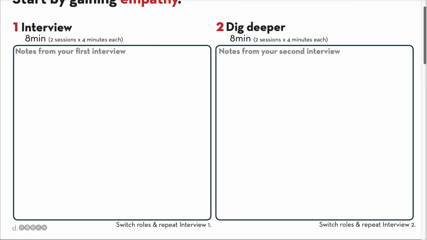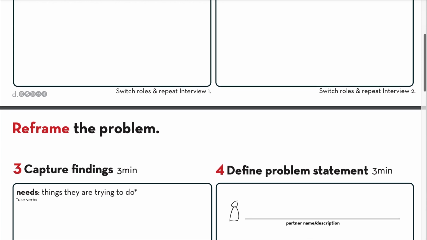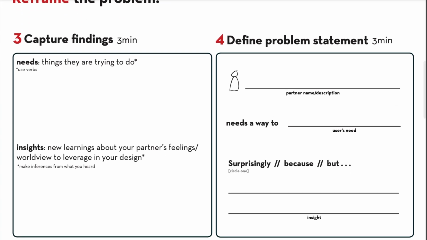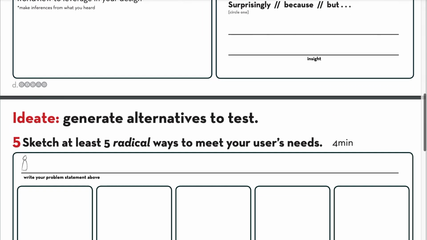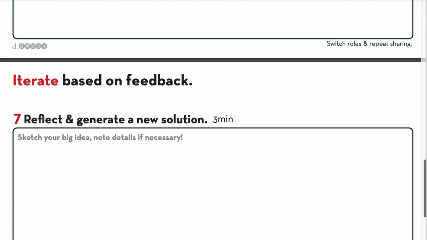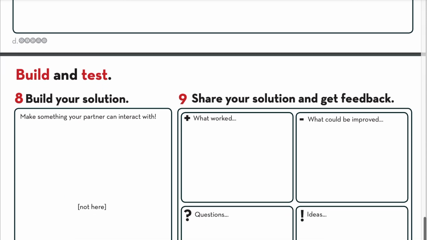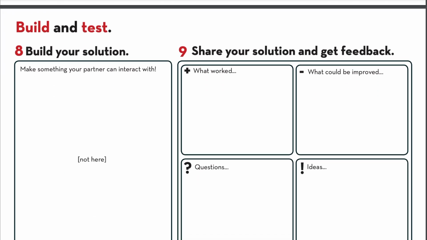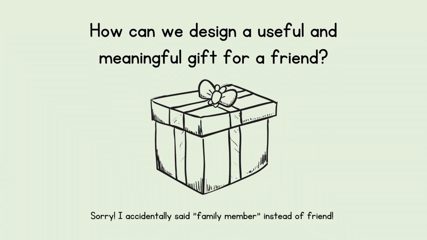This project I have adapted from the Stanford D School. The Stanford Design School, or the D School, is one of the pioneers behind the design thinking process, much like IDEO, and they have a list of project examples on their website for you guys to check out and try out in your classroom. Like I said, this is going to be an adaptation of the gift giving project from the Stanford D School. Our essential question for the gift giving project is, how might we design a useful and meaningful gift for a family member?